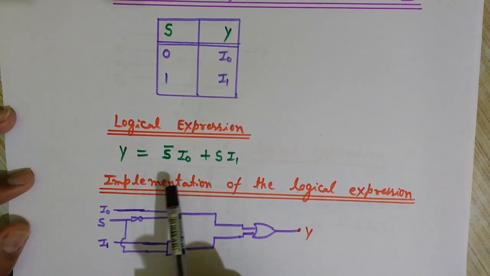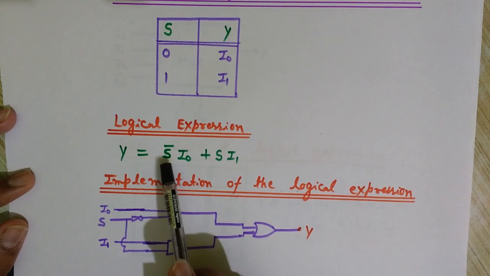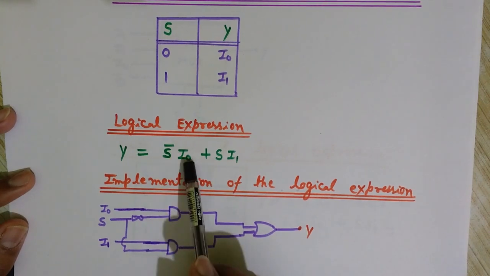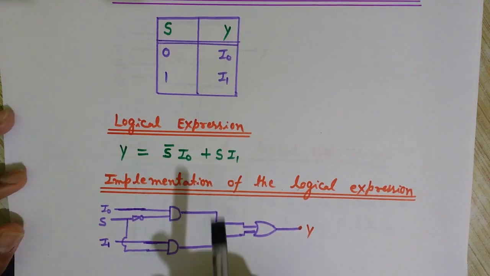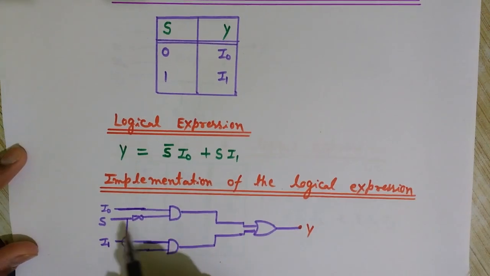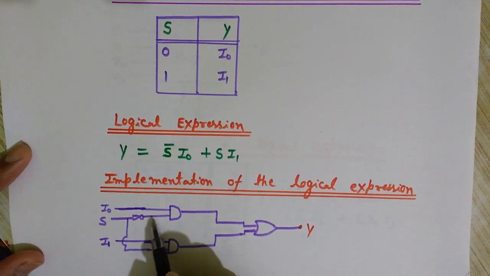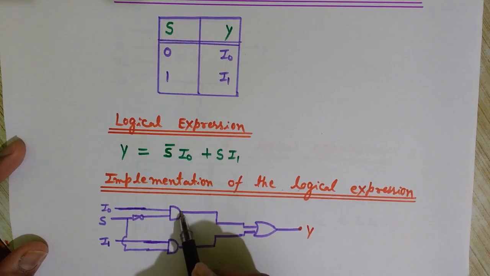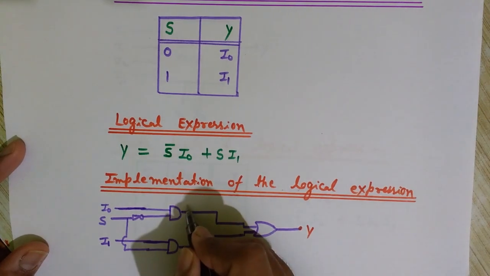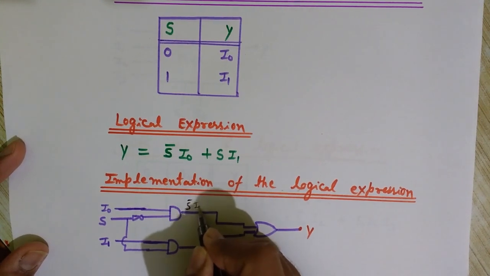Look at this. First I want to implement S bar I0. So this is the AND gate. Here this is S, so NOT means S bar. Here I have S bar, and this is I0, so multiplying these, this is an AND gate. So at the output I will get S bar I0.